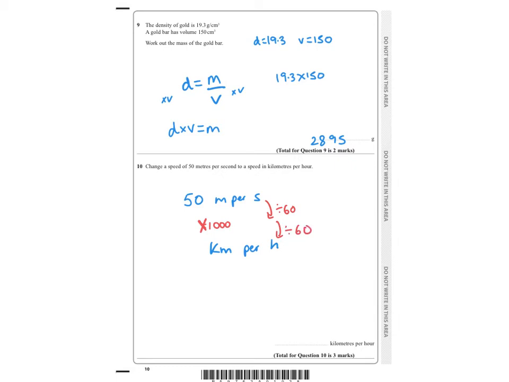So we should be doing 50 times 1,000 divided by 60 divided by 60. And I get 13.8. No, wait there. Done this completely wrong. Hold fire.